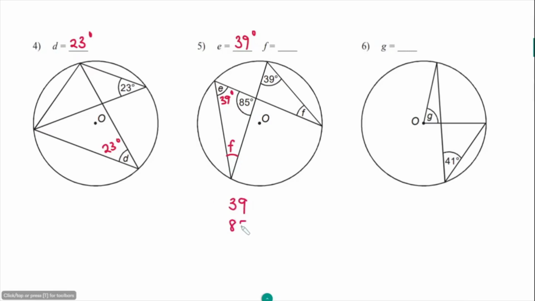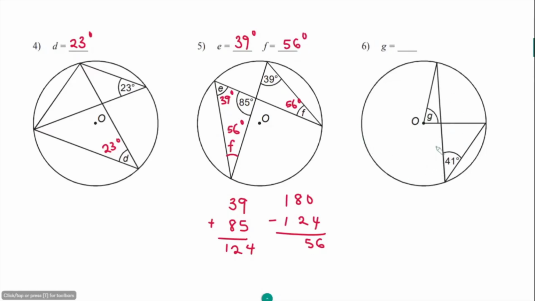39 plus 85 degrees, that's 4 here, carry 1, 11, 12, 124 degrees. To find angle F, I'm going to subtract this from 180. Remember, I did add here, so 180 subtract 124. That's going to give me 56 degrees. So that means angle F is 56 degrees, and that's in here. So angle F is 56 degrees. Pretty easy, right? And then we come to number 6.